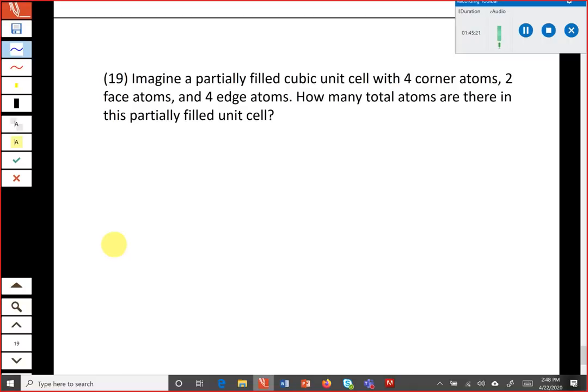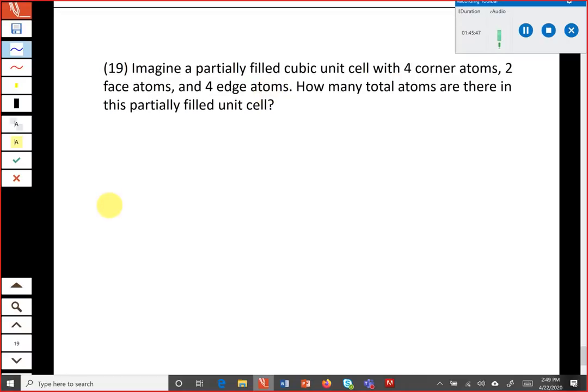And one of the big things we're going to ask you to do, we're not going to ask you to memorize the structures of all these different metals, but we want you to understand how the atoms are arranged, and especially how to count them when they're arranged in a cubic unit cell. So that's what this question is asking us to do. We have a partially filled cubic unit cell with 4 corner atoms, 2 face atoms, and 4 edge atoms. How many total atoms are there in this partially filled unit cell?